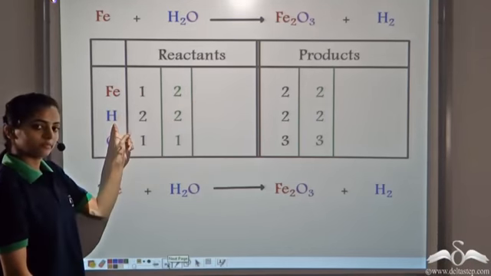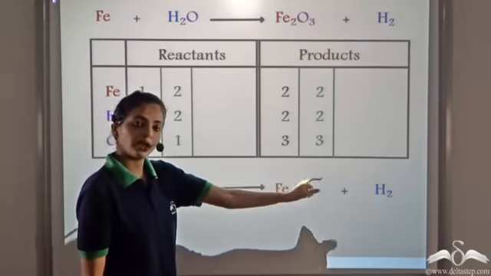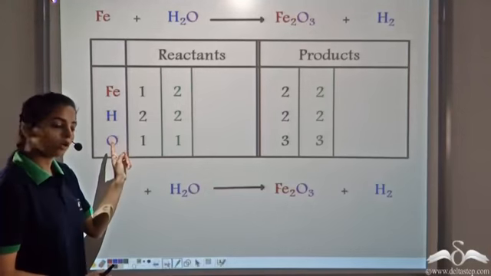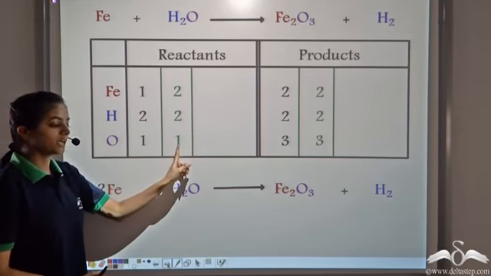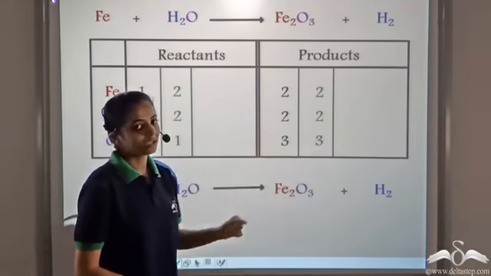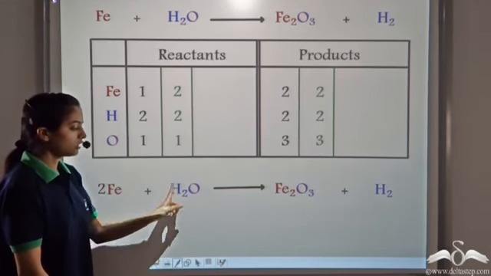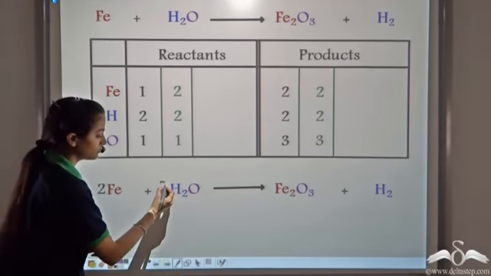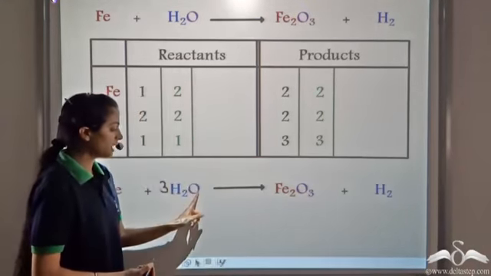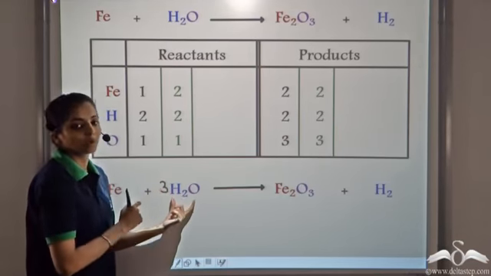Let's look at hydrogen. On the reactant side, we have 2 atoms, and on the product side, we have 2 atoms. This means that our hydrogen atoms are also balanced. Now let's look at oxygen. On the reactant side, we have 1 atom. On the product side, we have 3 atoms. So how can we balance oxygen? We can balance oxygen by multiplying this number by 3. This is because here we have 3 oxygen atoms, here we have 1 oxygen atom. So to get 3 oxygen atoms on the reactant side, we take 3 molecules of water.